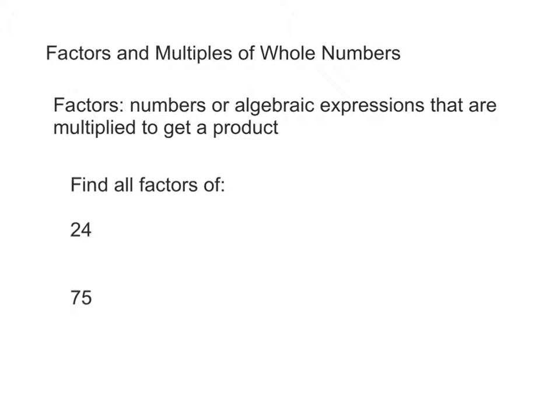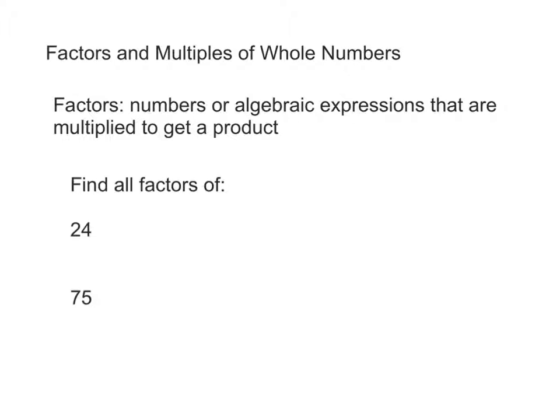Factors and multiples of whole numbers. There's a definition here of what a factor is. You probably already know this, but factors are numbers or algebraic expressions that are multiplied to get a product. And then it asks us to find all the factors of 24. So it means whole numbers that you can multiply together to get 24. What are some examples?